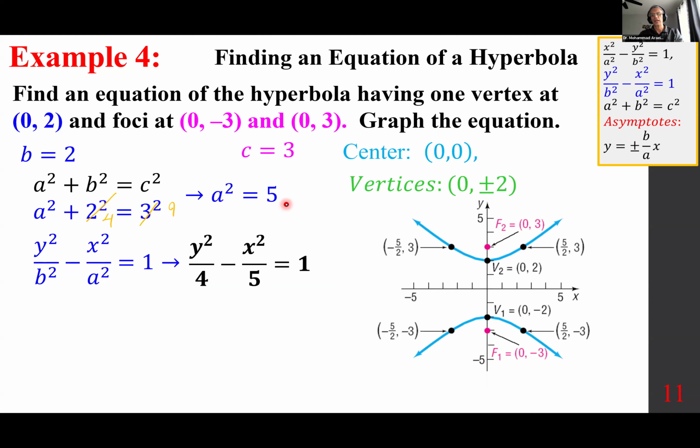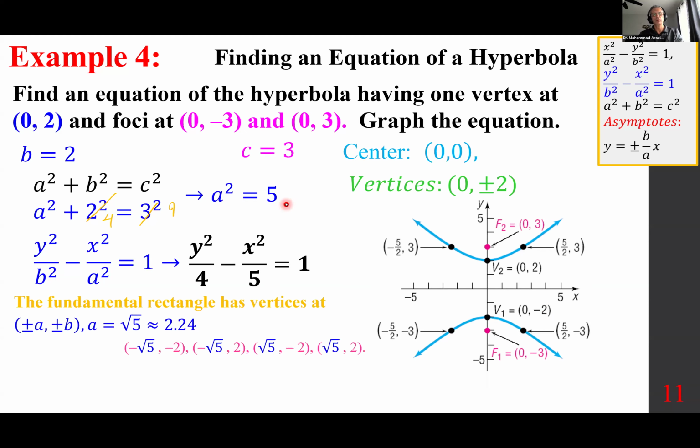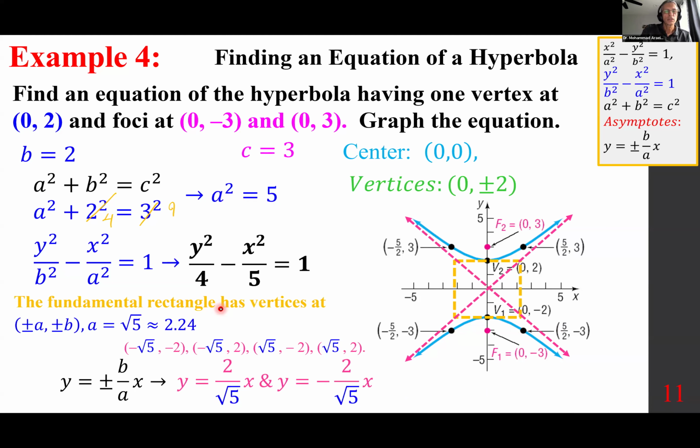Looking like that, the fundamental rectangle: plus minus b. a happened to be square root of 5, about 2.24 for the sake of the graph. And here's the fundamental rectangle. Here are the asymptotes, and the equation is plus minus b over a times x, which makes it 2 over, remember, a squared is 5, so a is the square root of 5. So those are the two equations. Very straightforward, everybody.